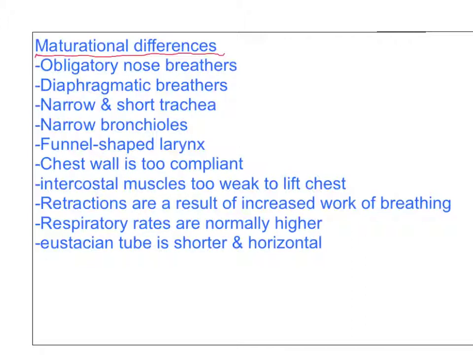They have a funnel-shaped larynx, and their chest wall is too compliant, so that if the diaphragm is compromised, the chest wall, the muscles, the intercostal muscles, are too weak to lift the chest. Retractions are a result of an increased work of breathing. Respiratory rates are normally higher, and the eustachian tube is shorter and horizontal.